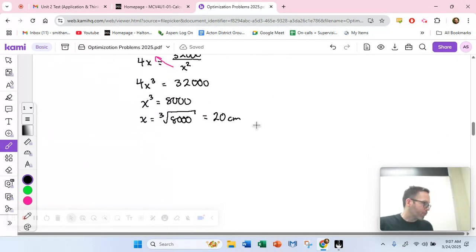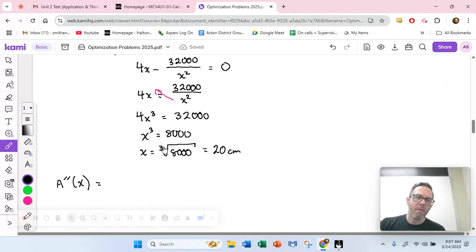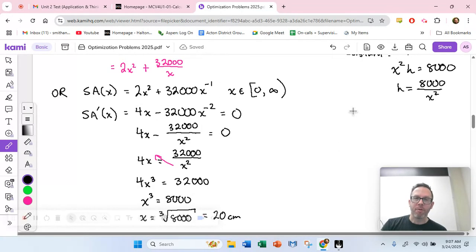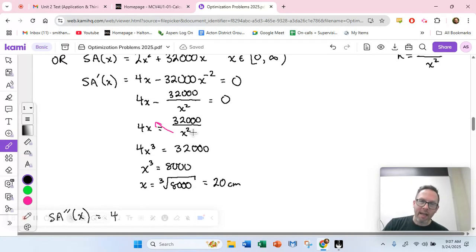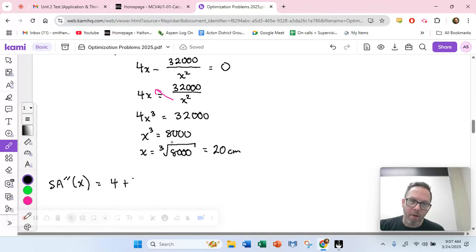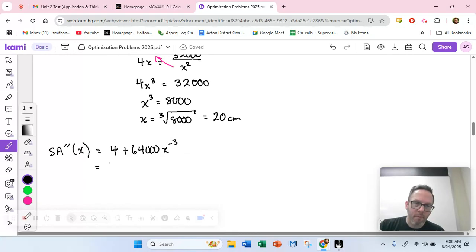But because we found the first derivative the way we have it set up, the second derivative is actually pretty easy to find. We can tie in some talk about concavity. The surface area's second derivative would be 4, and then bring down the -2. -2 times -32,000 is 64,000. And then take 1 off the exponent, -3. We can write that as 4 plus 64,000 over x cubed.